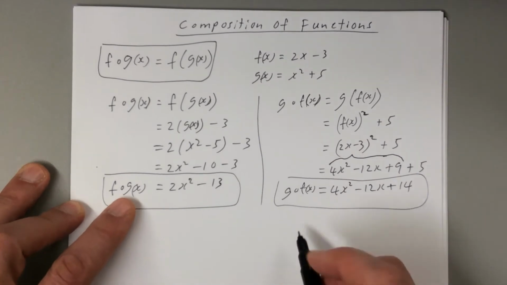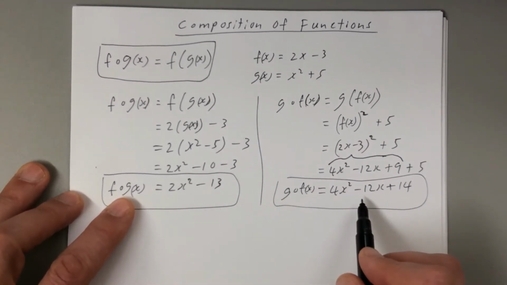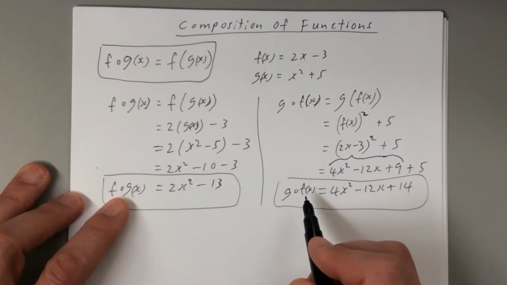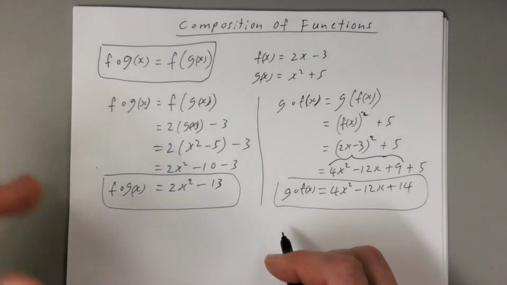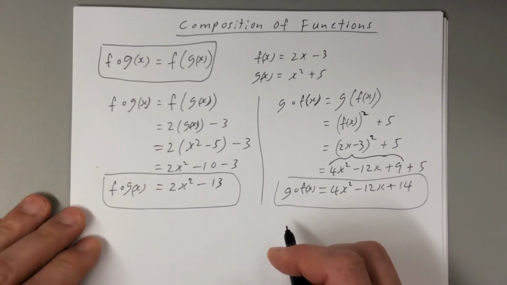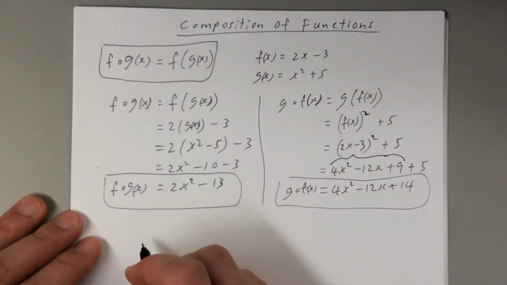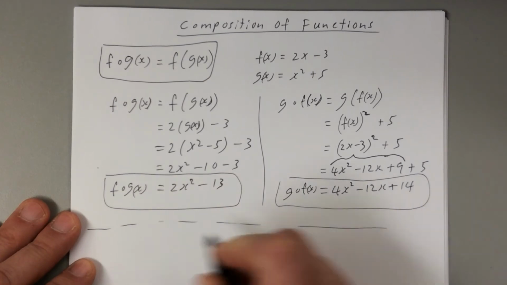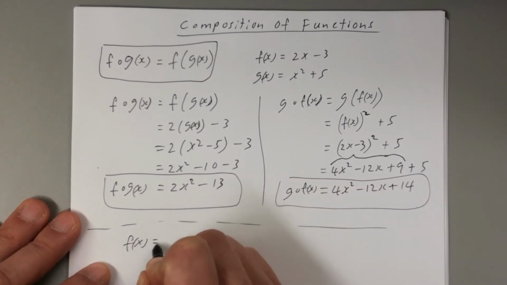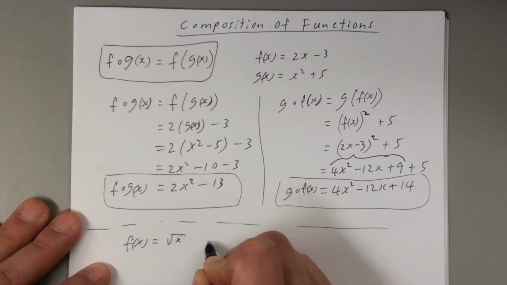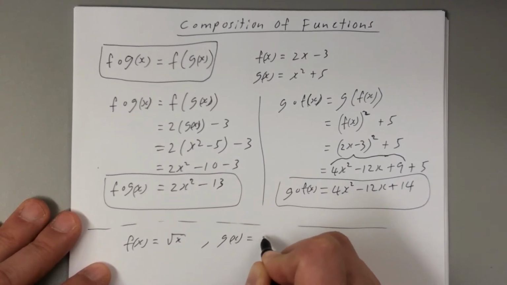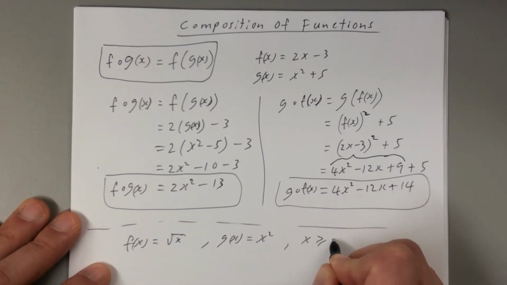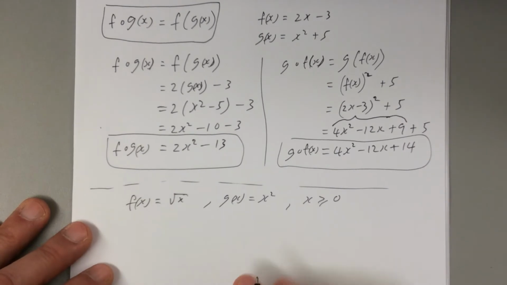Now, do they equal each other? No. So you cannot say that f circle g of x equals g circle f of x unless we have certain circumstances. We could do a lot of different examples on this, but one of them would be, what if you had f of x equals square root of x and g of x equals x squared, and let's restrict x to being positive, so x is greater than or equal to 0?